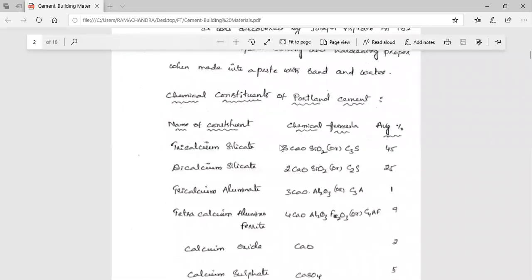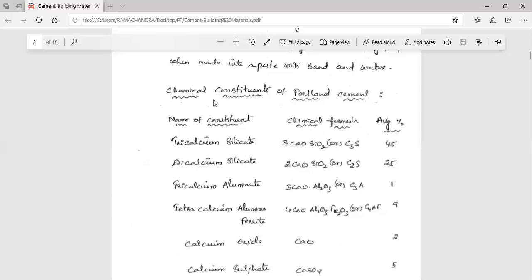Next we go for the chemical constituents of Portland cement. That means what chemicals are present in the cement and their average percentage. So let's see the name of the constituents, chemical formula and average percentage.